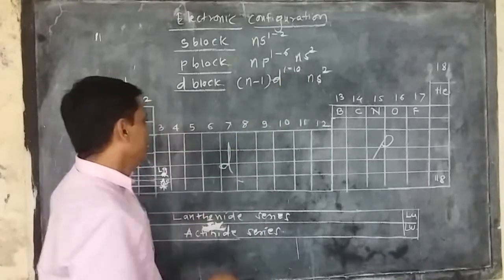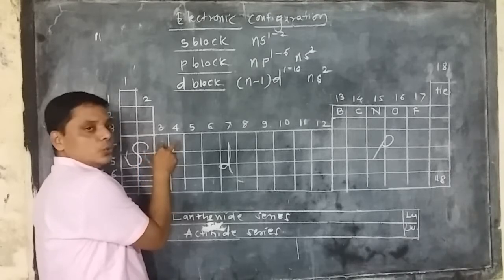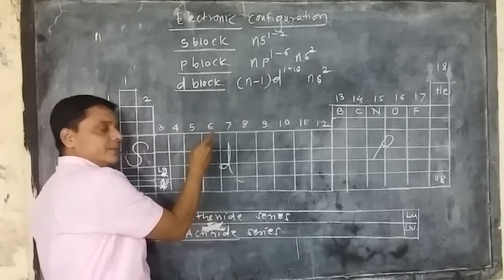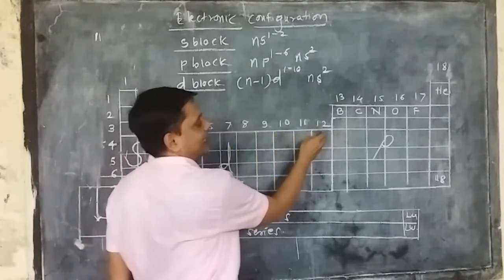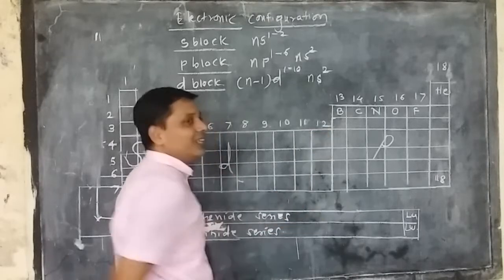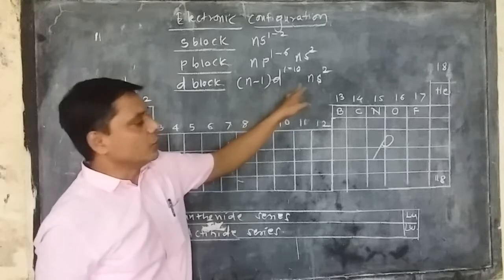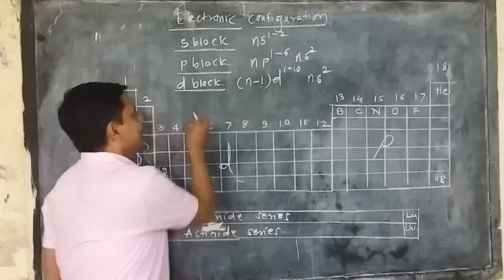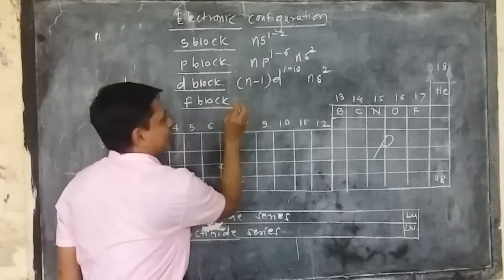So group number 3 contains 1 electron in the D orbital, group 4 contains 2, group 5 contains 3, then 4, then 5, then 6, 7, 8, 9 and 10. So group 12 is completely filled in the D block. Correct? Then again, the F block elements carry an electronic configuration like this.